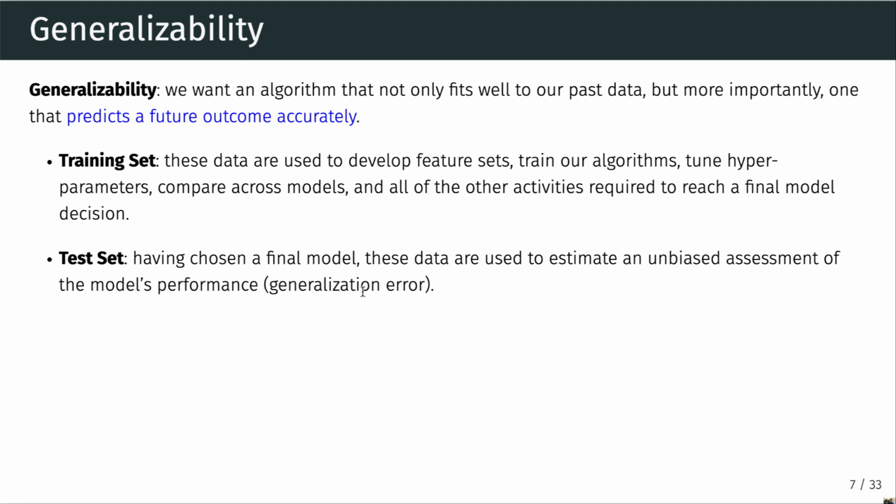Now, once we have determined that some final model is the optimal model or the best model that we could find, we're going to take that model and apply it to the test data. And that is going to give us the estimate of what we call the unbiased assessment of the model's performance, or the generalization error. So the test data is what provides us a good idea of what we can expect our model to do on new, future unseen data.